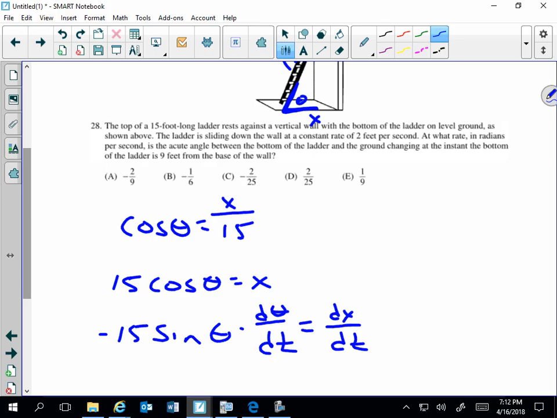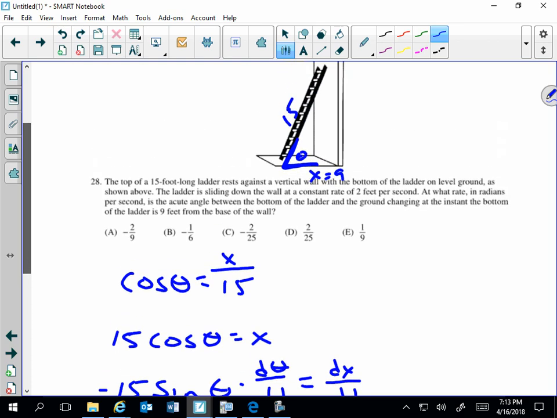They tell me, at what rate in radians per second is the acute angle between the wall and the ladder changing? I'm looking for d theta dt. I know this is 9 now. I know that's 15 now. What is the sine of theta? Sine of theta is opposite over hypotenuse.